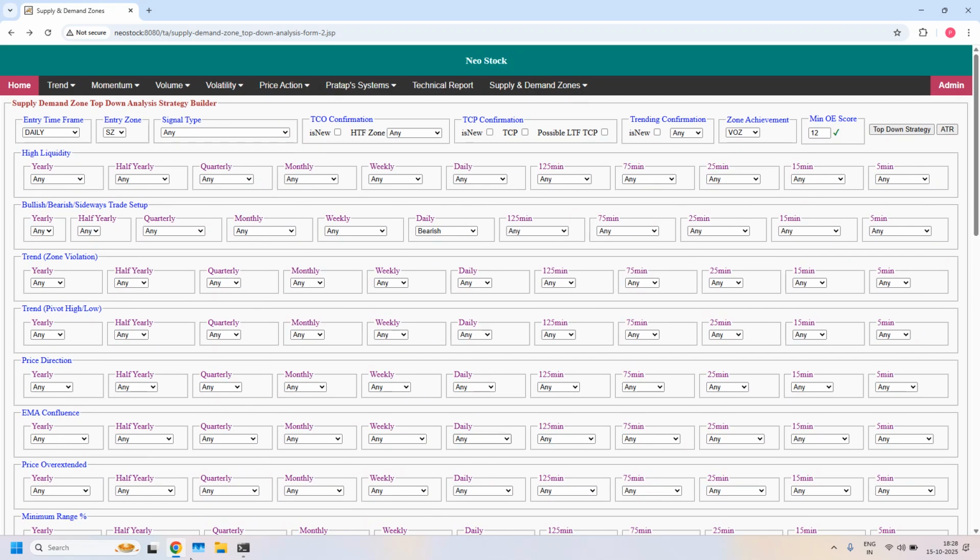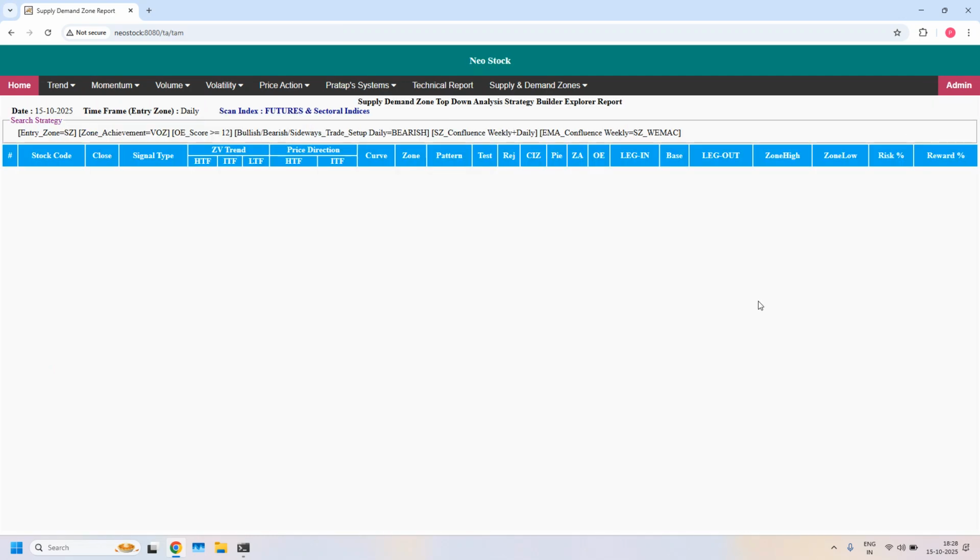And then EMA confluence: weekly supply zone having weekly EMA confluence, because the weekly trend is downtrend, that is ITF trend. No stocks are available.